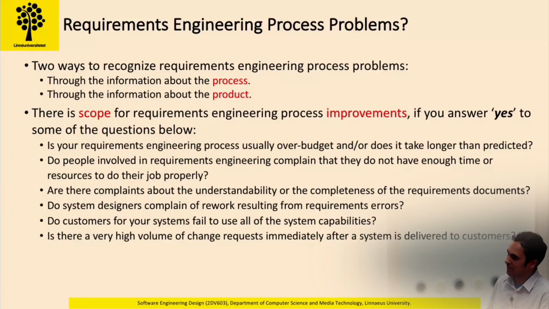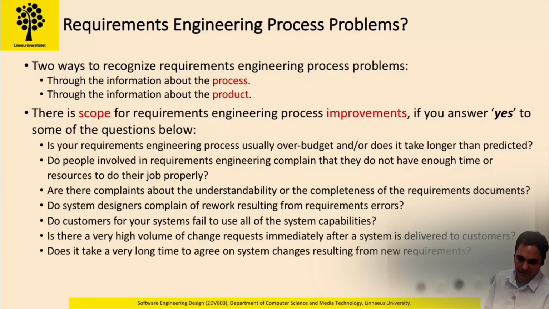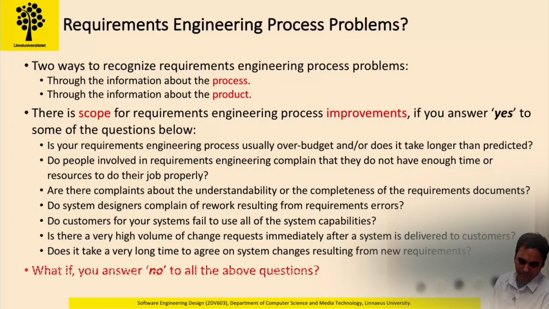So these problems are a mix of process-related and product-related problems. If you find any of the problems here, that means your requirements engineering process needs to be refined and revised. And the last one is, does it take a long time to agree on the system changes? So there was a change request, but this change needs to be reviewed, and if it takes a very long time to agree on the changes, that means you also have a problem in the process.